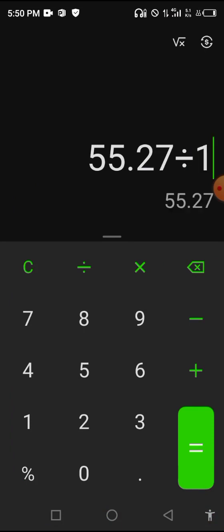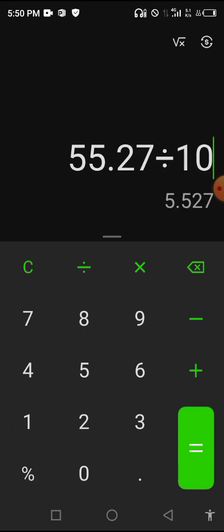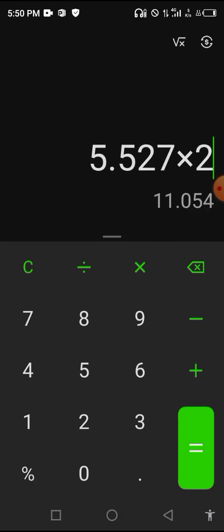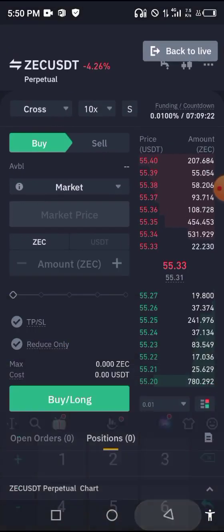55.27 divided by 10, that's 10x leverage, and I want to buy 2 ZEC. So 11 point something. Can you see? 11 point something. So it is as simple as that.